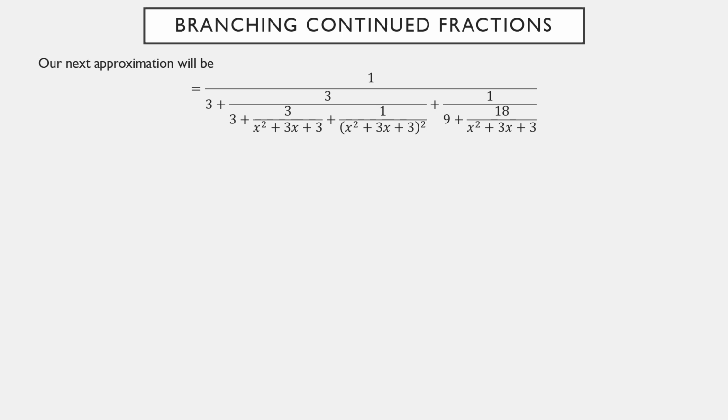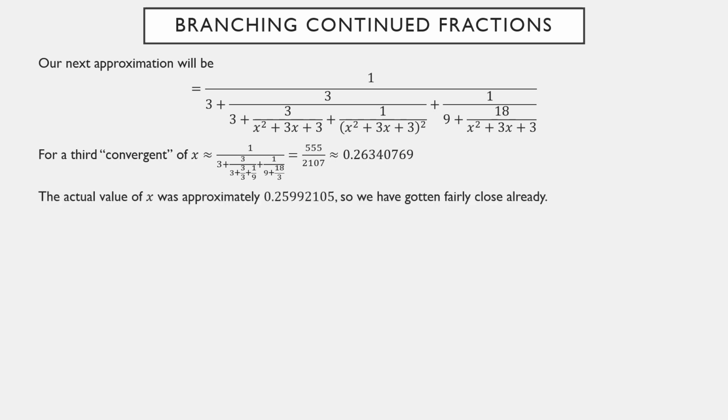Next, by replacing all of the x's we had in our previous approximation with this rational function that x is equal to, we'll end up with this. Ignoring all of the x's, you get 1 over 3 plus 3 over 3 plus 3 over 3 plus 1 over 9 plus 1 over 9 plus 18 over 3. And when you compute this down, it's really getting to be quite close to the cube root of 2 minus 1. The actual value was about 0.2599205, and we've gotten pretty close by doing this a couple of times.